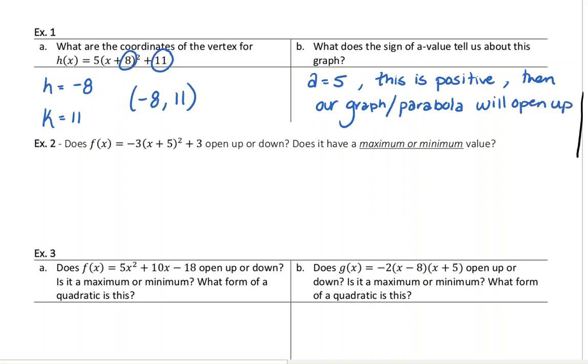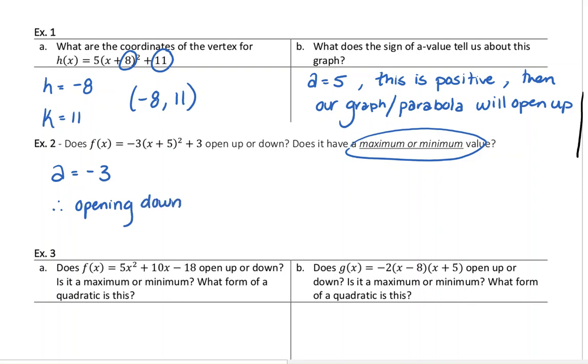Okay, pretty straightforward. The next one: does this equation open up or down, and does it have a maximum or minimum point? Okay, now we're looking at a different terminology. We'll answer the first part of the question. So the A value here is -3. Therefore, if it's negative, it would be opening down.